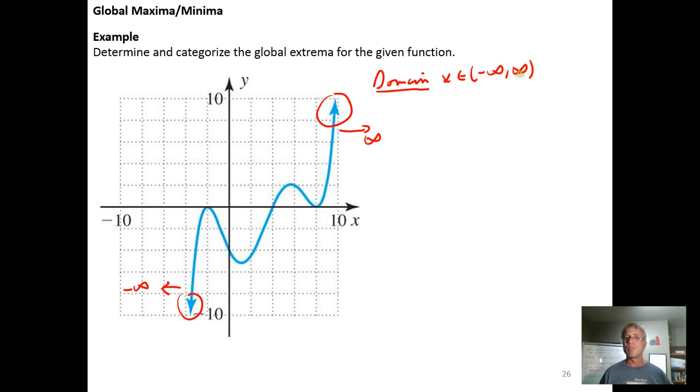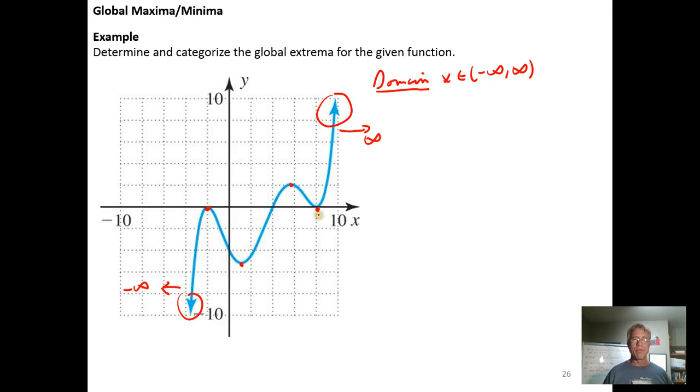So we have an open domain, an open interval for the domain, so we don't need to look at the endpoints of the domain like we did in the first example, but we do need to identify the locations of the relative extrema. Those are your candidates for global extrema or global maximum values.